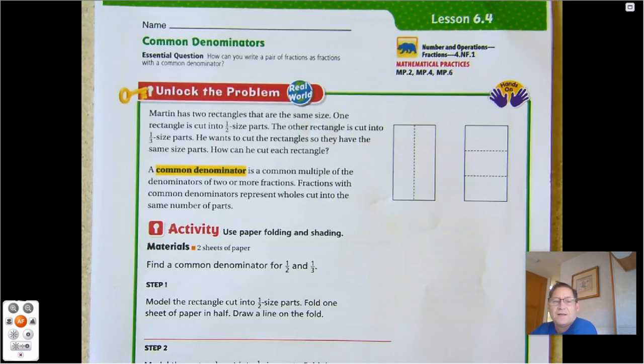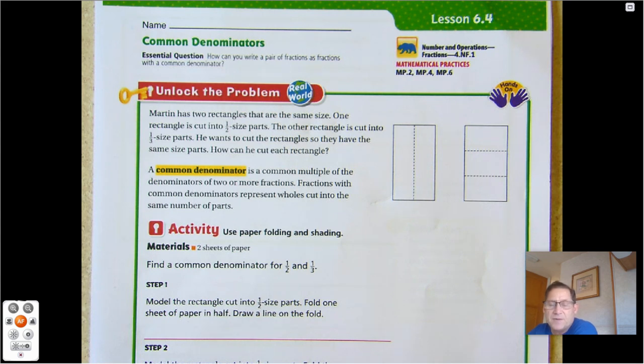Hello, everybody. Today we're going to review lesson 6.4, Common Denominators. Basically our essential question is, how can we write a pair of fractions as fractions with a common denominator? That's going to be an important skill for us to have for adding and subtracting fractions. So let's unlock the problem.